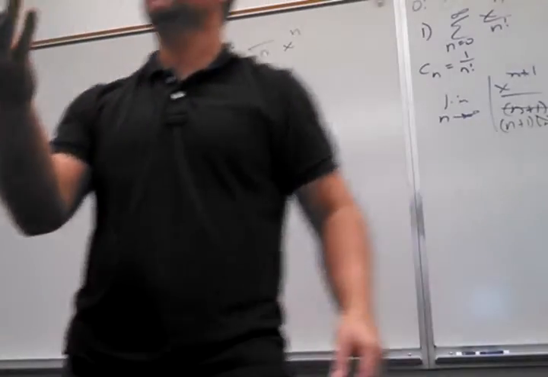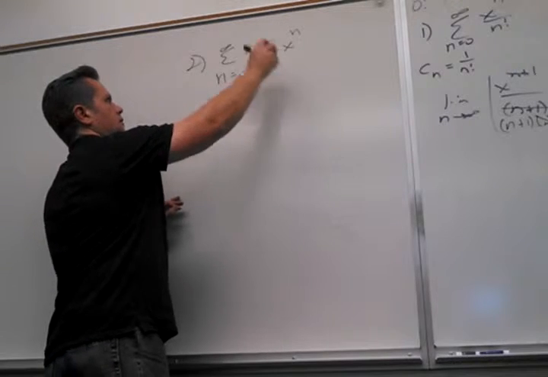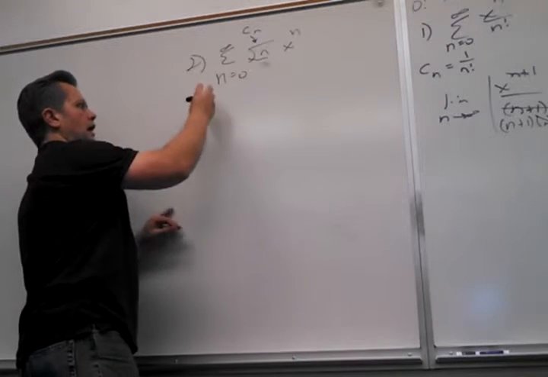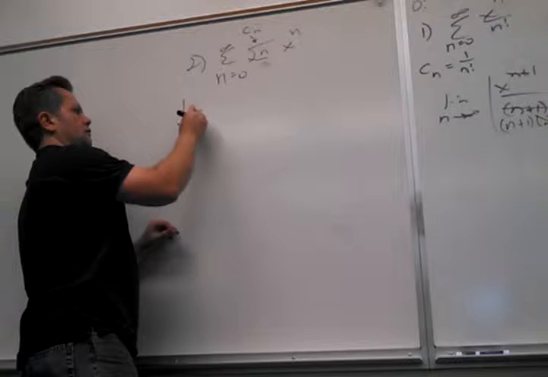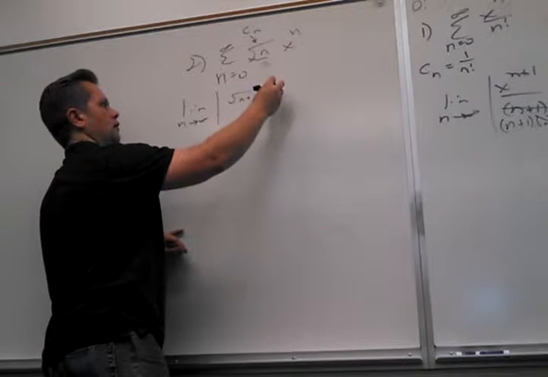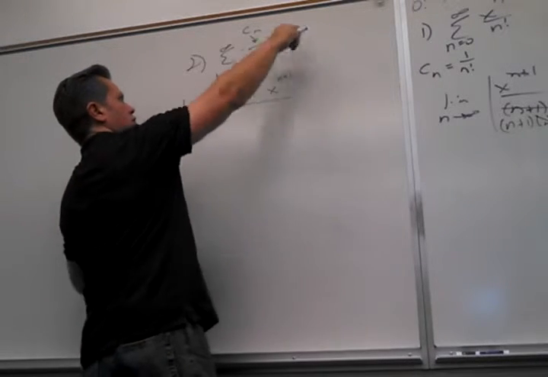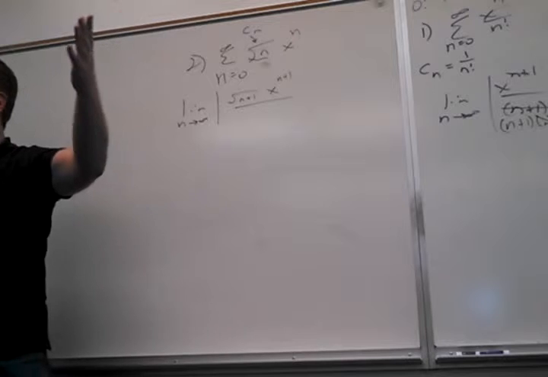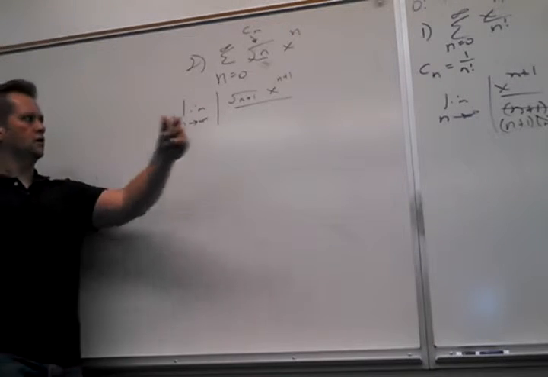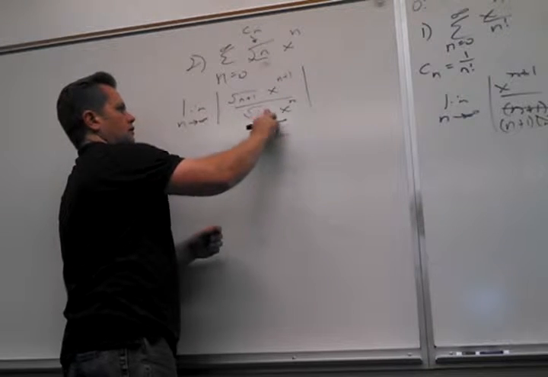So what's Cn? Square root of n, cool. So that's Cn. How do I set up this ratio test? Square root of n plus 1 over square root of n times. Whenever it's just a straight line deal, you can just put the other guy in the bottom like he's supposed to be. So over square root of n, x to the n.